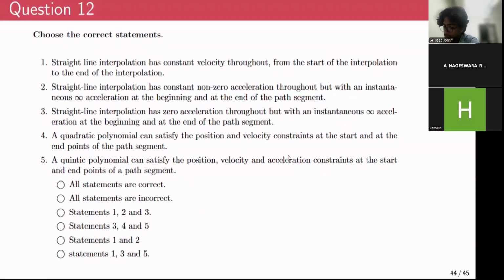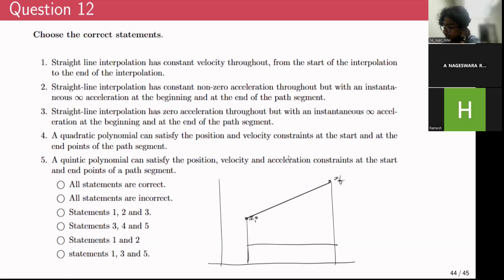Choose the correct statements. Straight line interpolation has constant velocity throughout from the start of the interpolation to the end of the interpolation. So we basically know that if you have initial position and final position, if this is the straight line, velocity, if you take the derivative, velocity would essentially be a constant, something like this. So the first statement is indeed true.